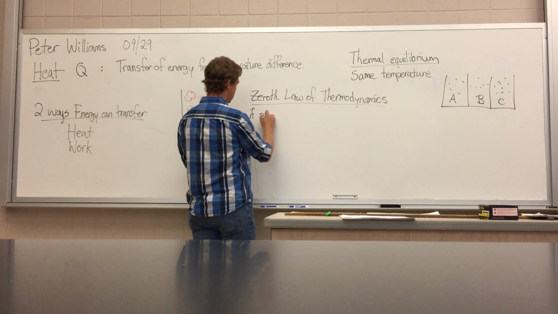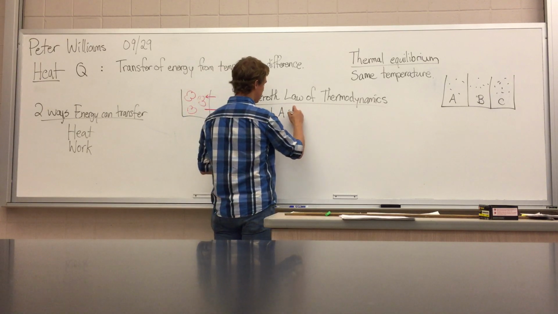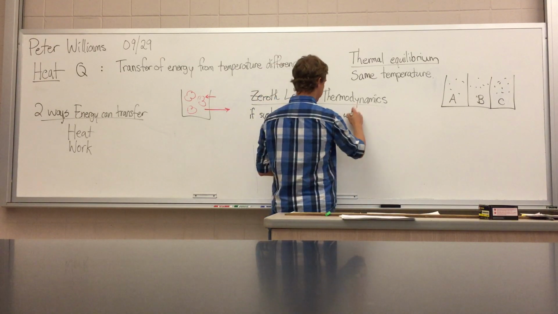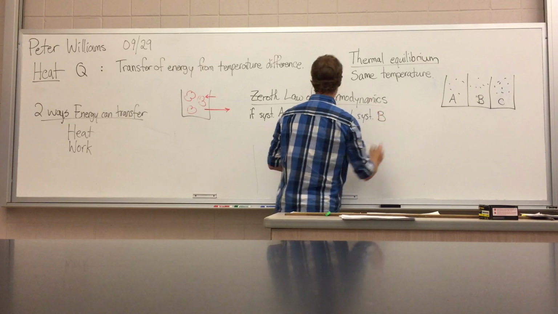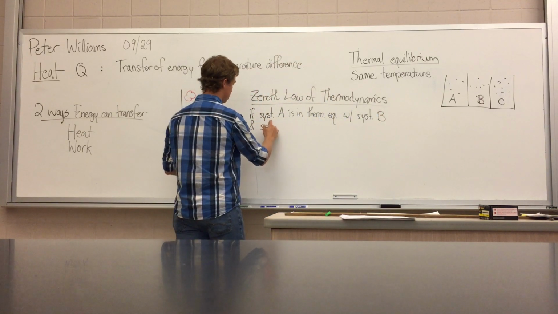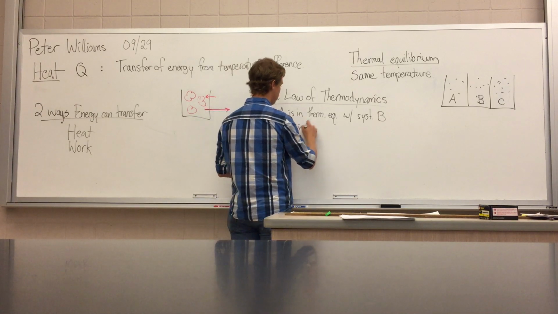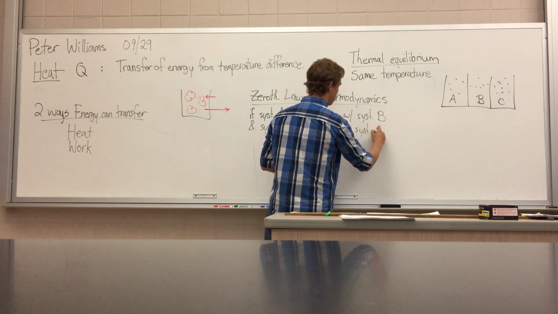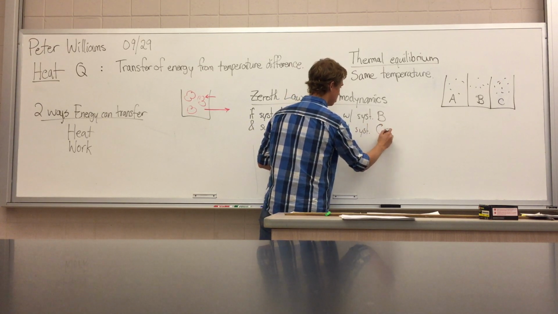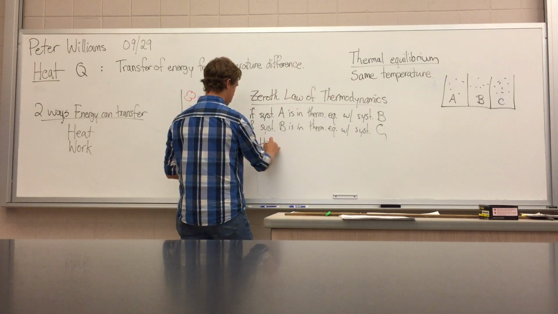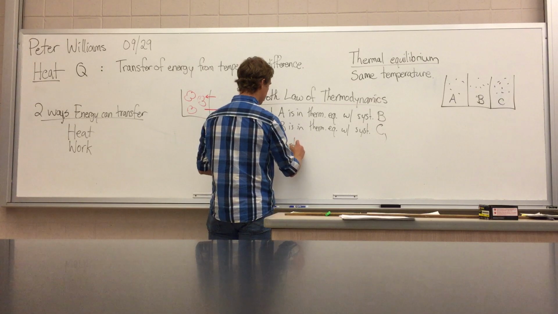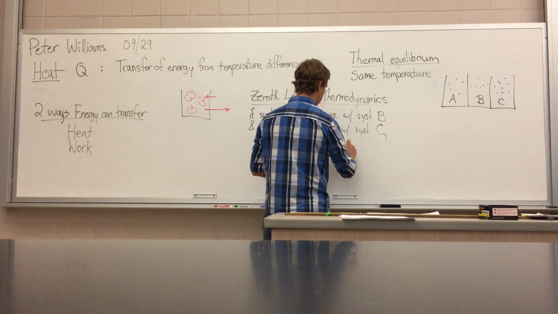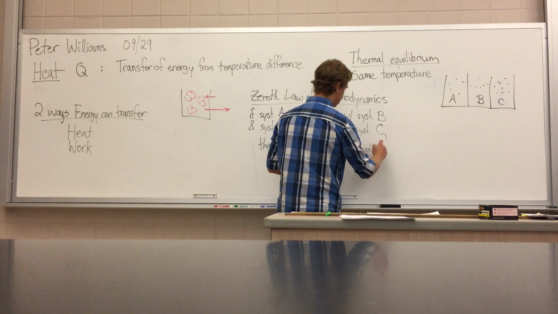So if system A is in thermal equilibrium with system B, and system B is in thermal equilibrium with system C, then system A is in thermal equilibrium with system C.